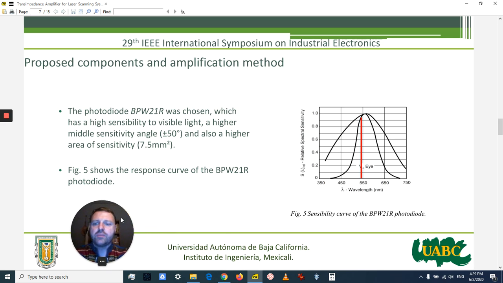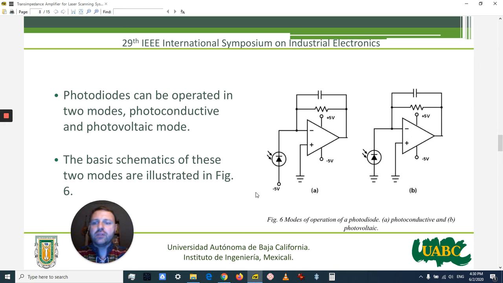Here we can see our proposed photodiode, which we are using right now for the experiments. It's the photodiode BPW21R, which has a high sensitivity to visible light, a wide half-sensitivity angle, and also a large sensitive area. Here you can see the responsivity curve of this photodiode. Photodiodes are normally operated in two different modes: one is called the photoconductive and the other one the photovoltaic mode. The two schematics are shown here in this figure.